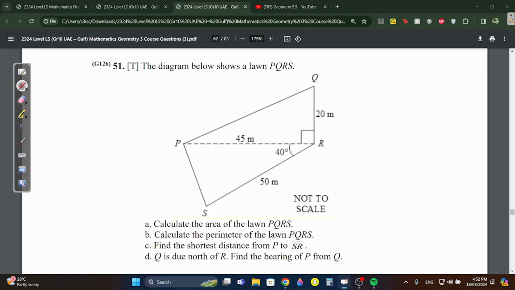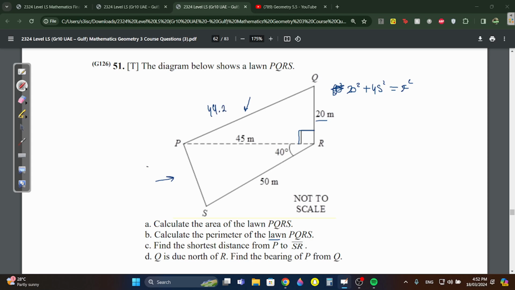Part B, calculate the perimeter of the lawn. Perimeter, and you take the outside. So we need this side here, and we also need this side. How do we find this side? This is a right triangle, so it's just the hypotenuse. So you do 20 squared plus 45 squared equals x squared. You're gonna get x equals the square root of 20 squared plus 45 squared, which is 49.2.